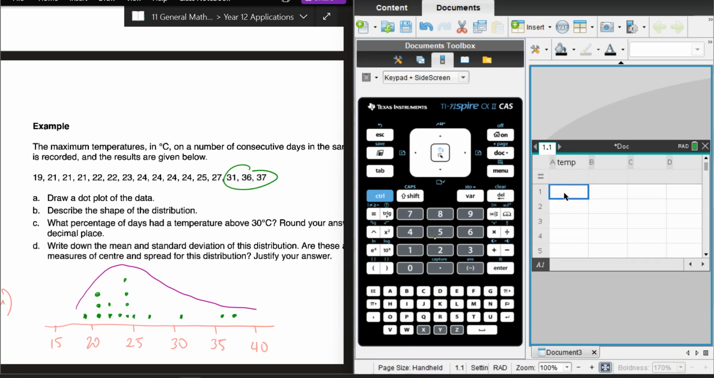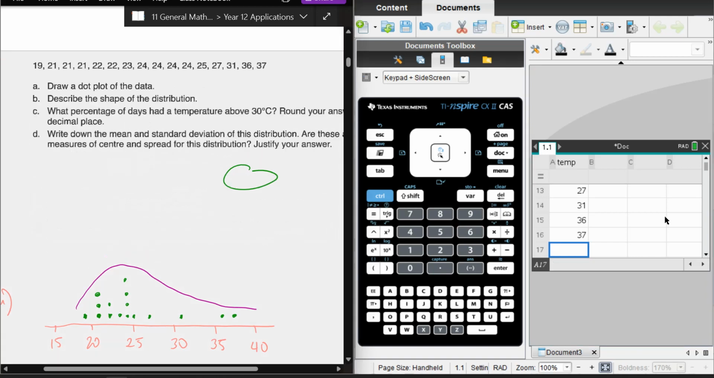19, 21, 21, 21, 22, 22, 23, 24, 24, 24, 24. Actually, did we have, I think we had more than 11. Sorry, my bad. That 27% would have been wrong, but anyway, let's fix that up there. 25, 27, 31, 36, 37.